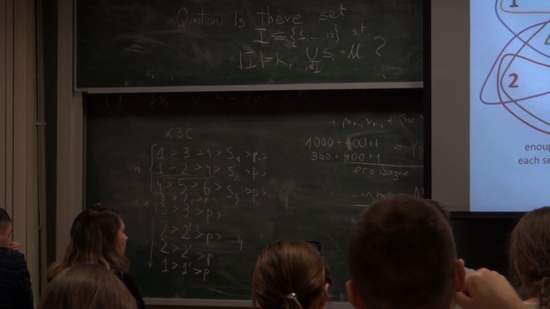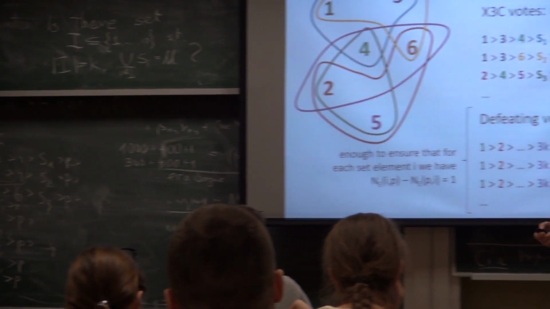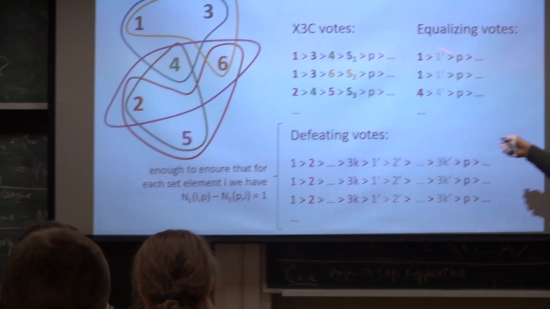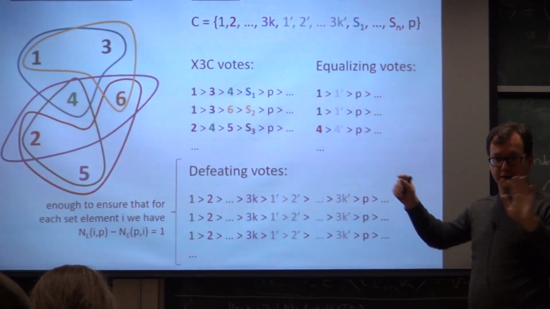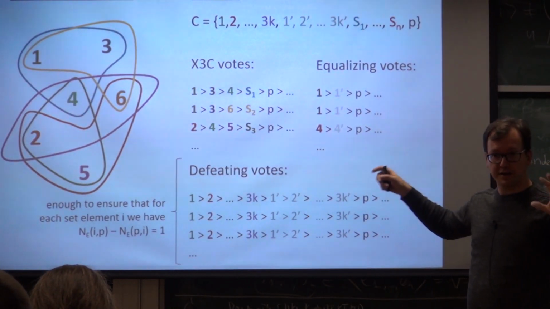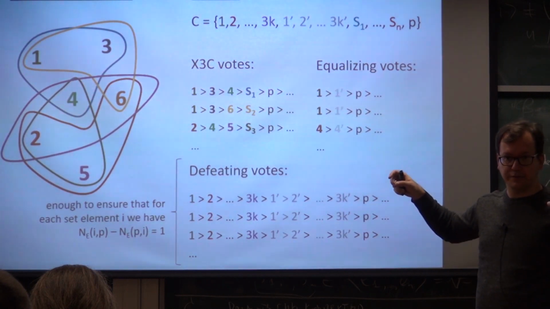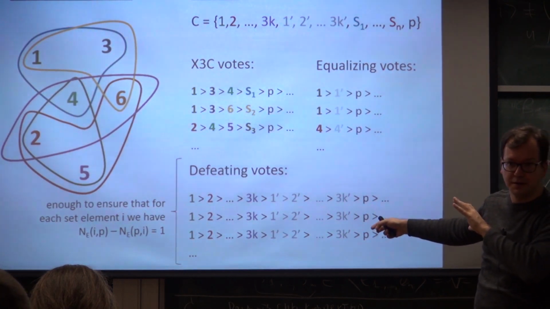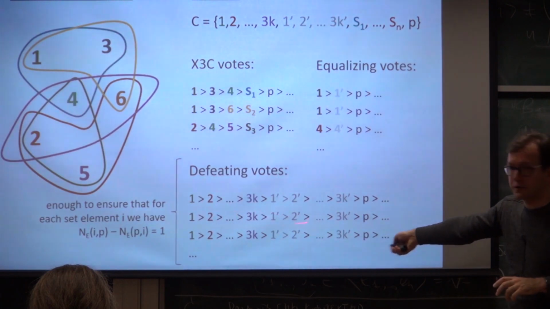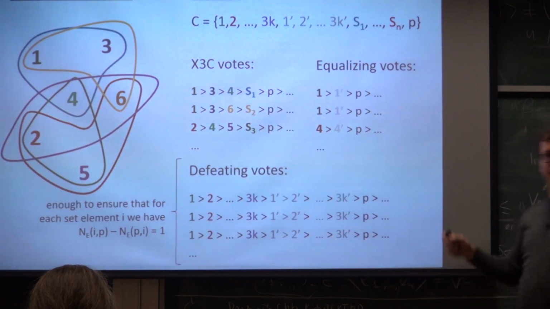But for some it could be more than one, right? No, it cannot be, because I have equalizing voters. So I made sure that they all are the same number of times in front of P and the same number of times behind P. So that's why I can deal with all of them here at the same time. Okay?